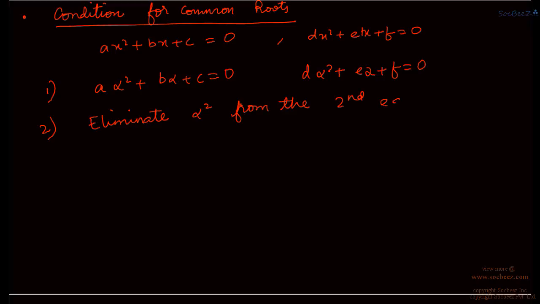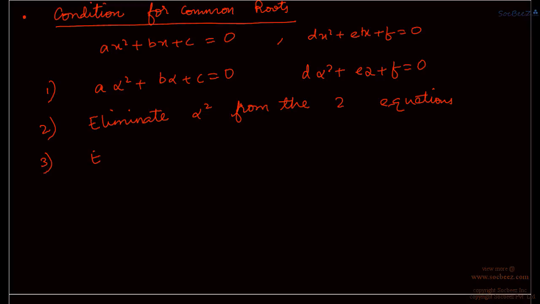Now there are a lot of ways to do that. I'm sure you all know that. What you can do is multiply the first equation by d, multiply the second equation by a, and then subtract both of them. So alpha square is eliminated, and you now have an expression only in terms of alpha, which you can use to find alpha in terms of b, c, e, and f.